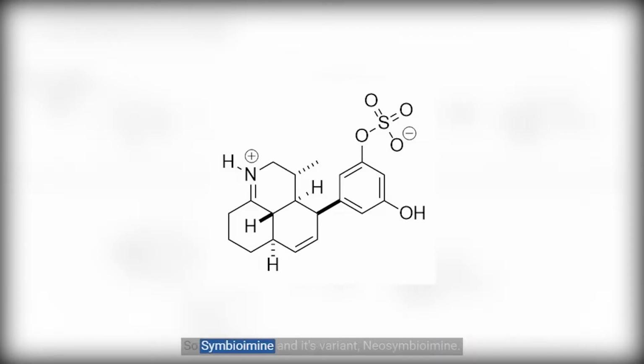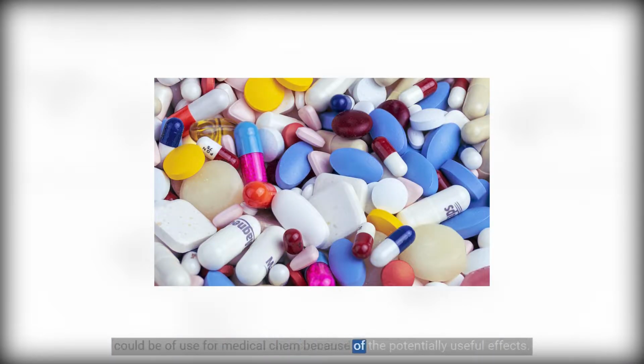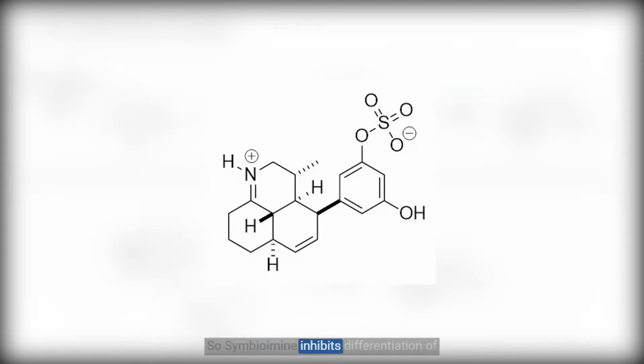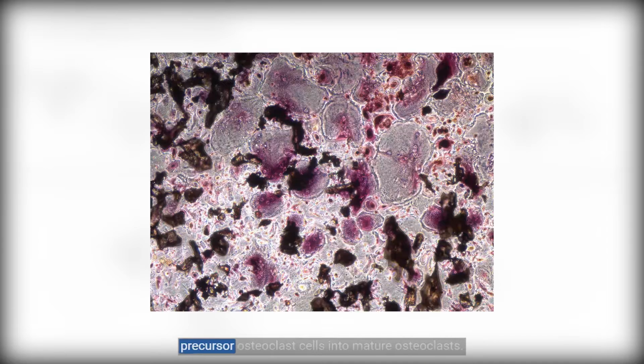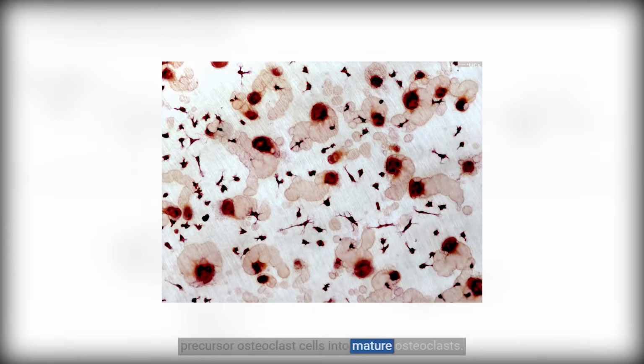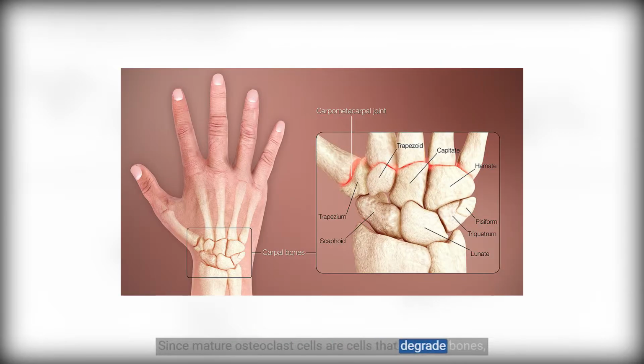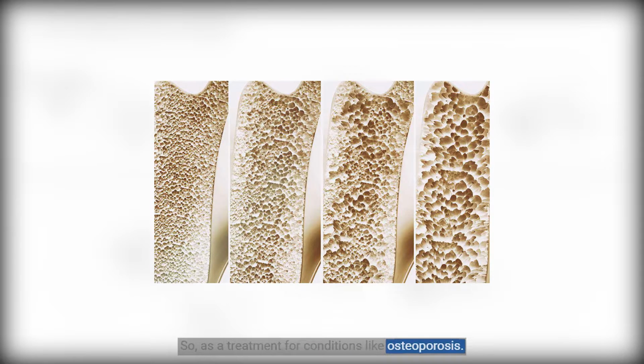So symbioimine and its variant neosymbioimine are zwitterionic natural compounds derived from Symbiodinium, and they could be of use for medical chem because of their potentially useful effects. So symbioimine inhibits differentiation of precursor osteoclast cells into mature osteoclasts. Since mature osteoclast cells are cells that degrade bones, symbioimine could be incredibly useful to prevent bone thinning, so as a treatment for conditions like osteoporosis.